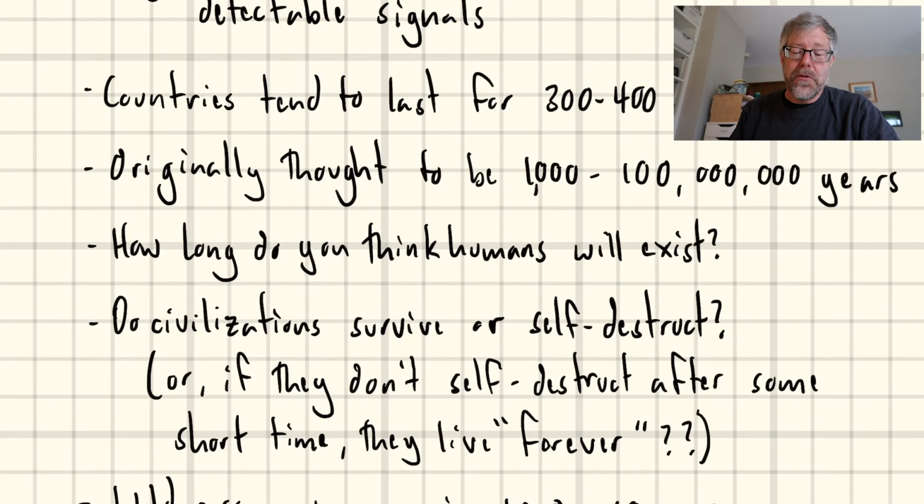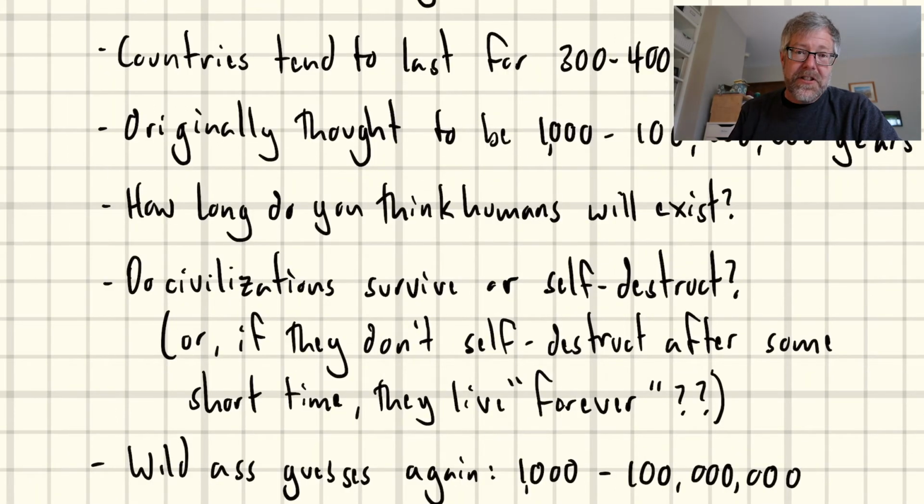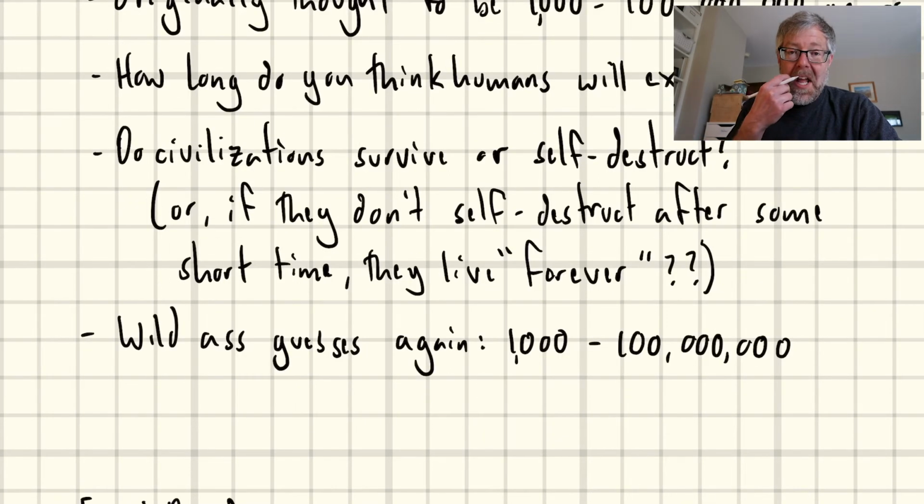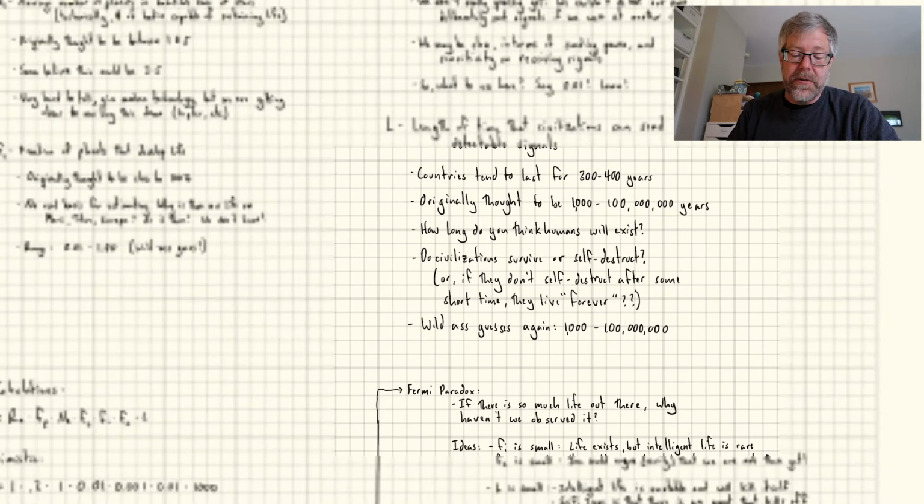Yeah, so how long do you think that humans will exist? And then the question really is, do civilizations actually survive or do they self-destruct? And so a wild guess is 1,000 years to 100,000 years. That's really the range. No one really knows.